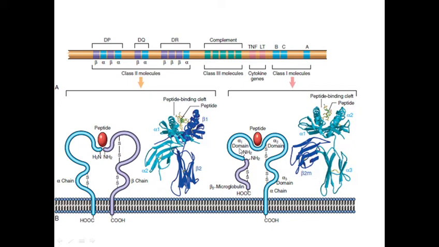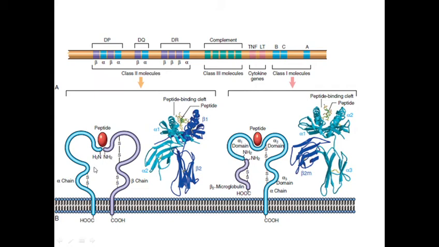Each MHC class 1 molecule has a polymorphic alpha chain consisting of alpha 1, alpha 2 and alpha 3 domains, and this polymorphic alpha chain is non-covalently linked to beta 2 microglobulin. The antigen binding groove is formed between the alpha 1 and alpha 2 domains. So the MHC class 1 molecule consists of a polymorphic alpha chain with alpha 1, alpha 2 and alpha 3 domains, the antigen binding groove is formed between the alpha 1 and alpha 2 domains, and the alpha chain is non-covalently linked to beta 2 microglobulin.